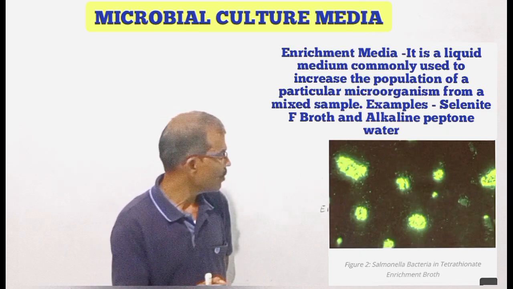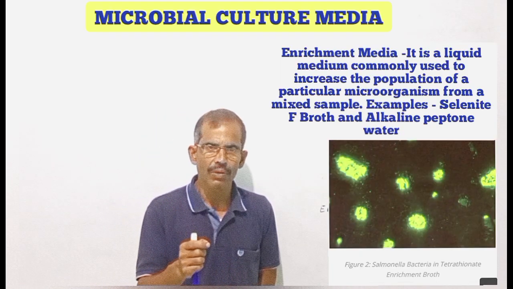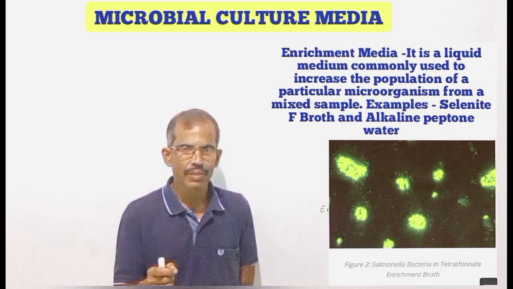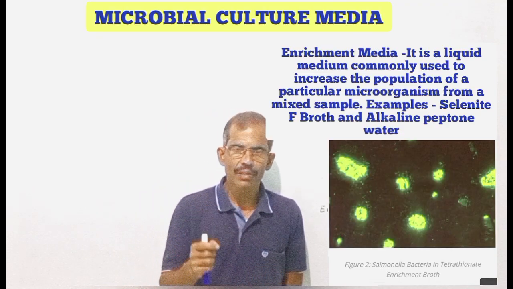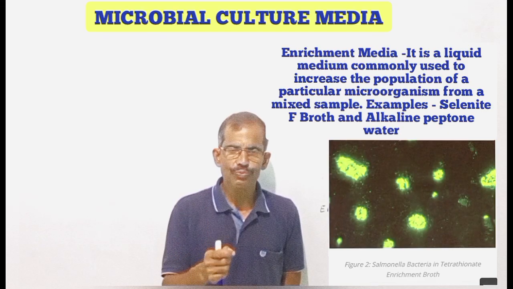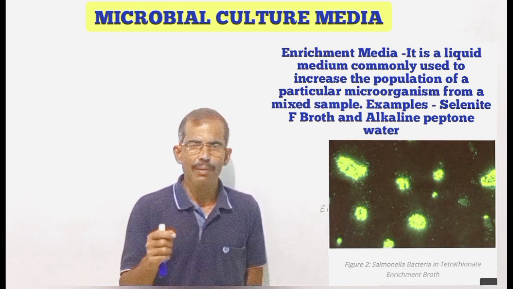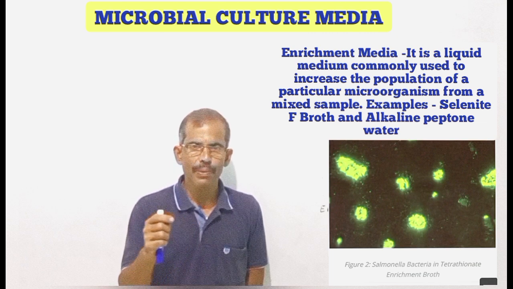One example is selenite broth, which is used to recover Salmonella species from fecal samples. Another example is alkaline peptone water. It is used for the growth of Vibrio species from different samples by taking advantage of its high pH.